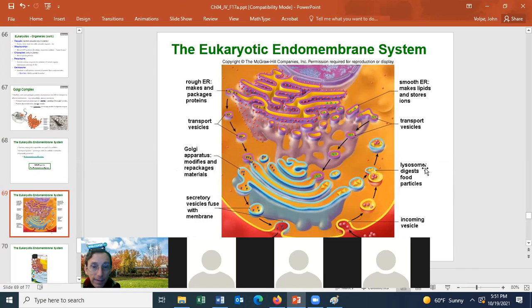So the endomembrane system involves the rough ER, transport vesicles, the Golgi apparatus, and then transport vesicles again.